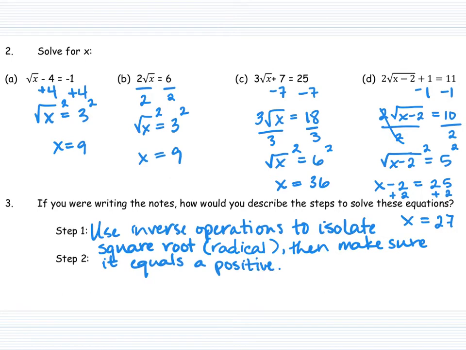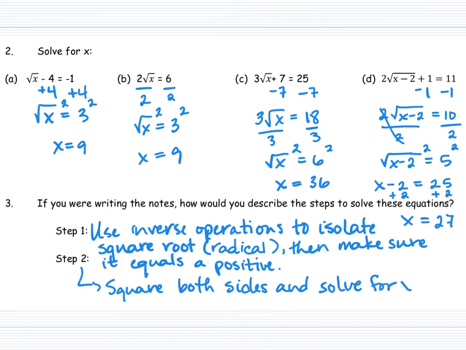So that's all in step 1. Step 2, square both sides and solve for x. Depending on what it looks like once you square both sides, the solving for x can be a fairly lengthy procedure. I'll show you that in just a moment.